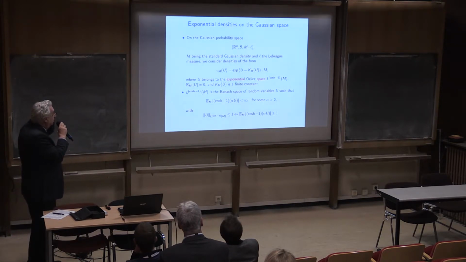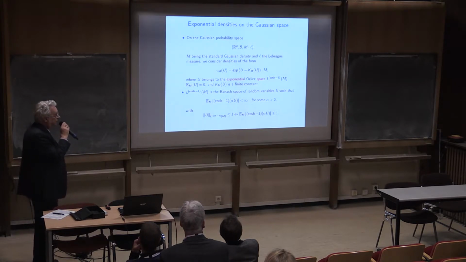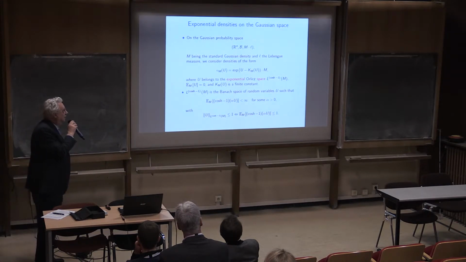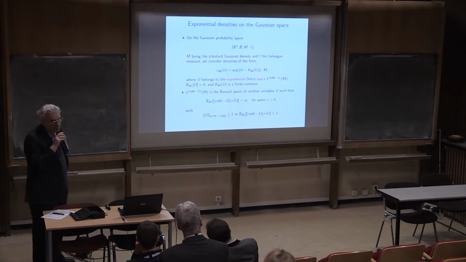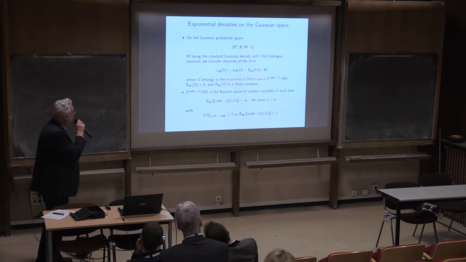I take a Gaussian, finite dimensional Gaussian probability space, and all positive densities in this space do have exponential form, just because they are positive. So I parametrize these positive densities with a random variable u in the exponent, exponential of u minus a normalizing constant, and u is defined only up to a constant by the density itself, and I choose to have it centered at the Gaussian distribution.